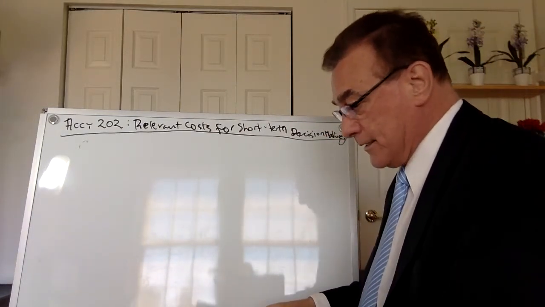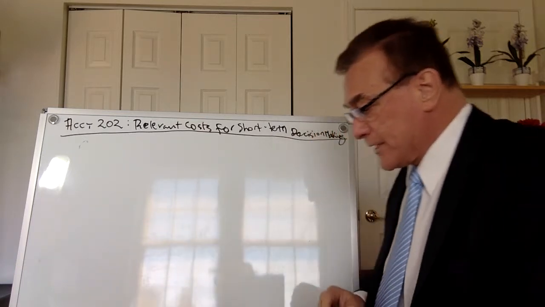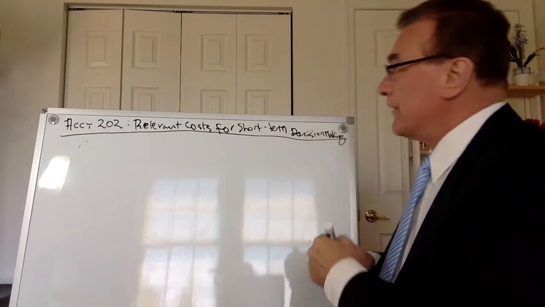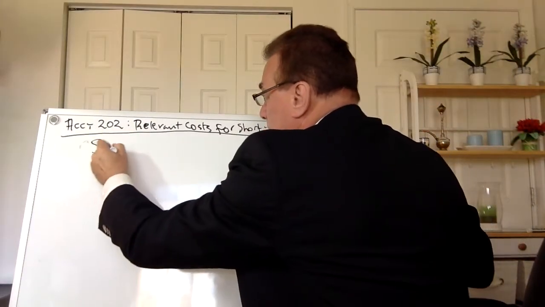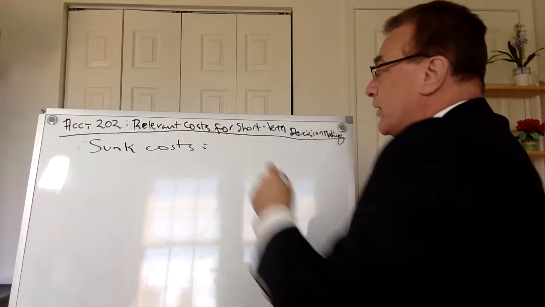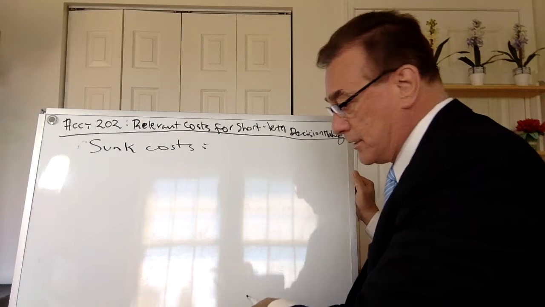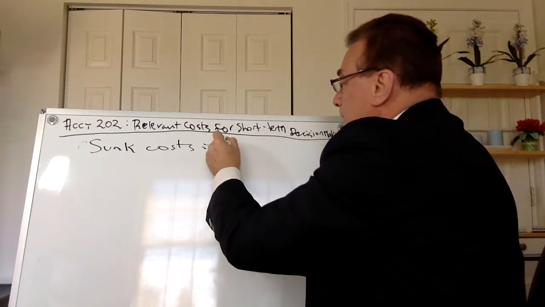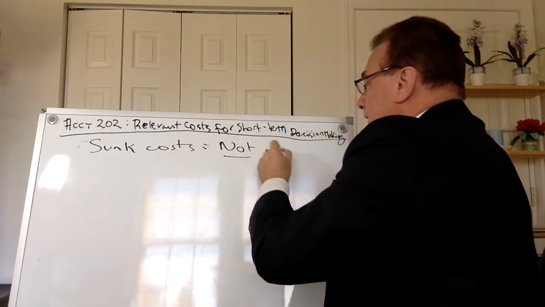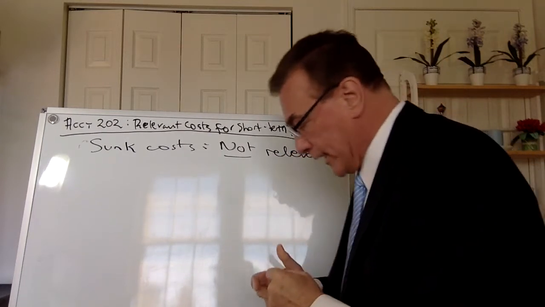Okay, just before we start with the special order topic, we always have to remember sunk costs. Sunk costs, which are costs that you've already paid for and you can't get the money back on those, they are always not relevant in any decision making. Okay, give you a quick example.